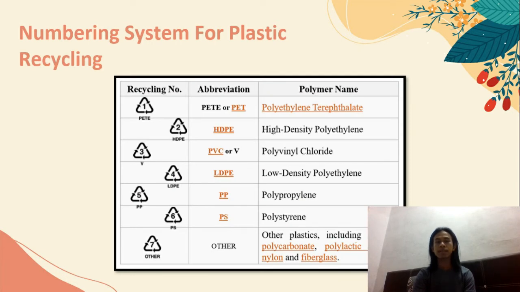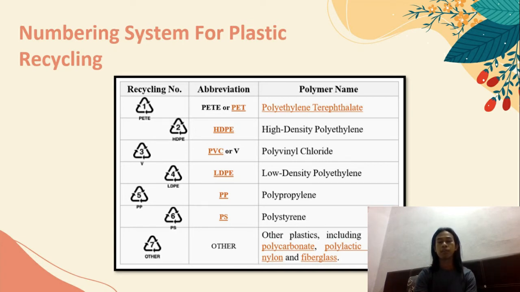Numbering system for plastic recycling. When number 1 is inside the triangle, it is called PET or polyethylene terephthalate. When number 2 is inside the triangle, it is called HDPE or high density polyethylene. When number 3 is inside the triangle, it is called PVC or polyvinyl chloride.